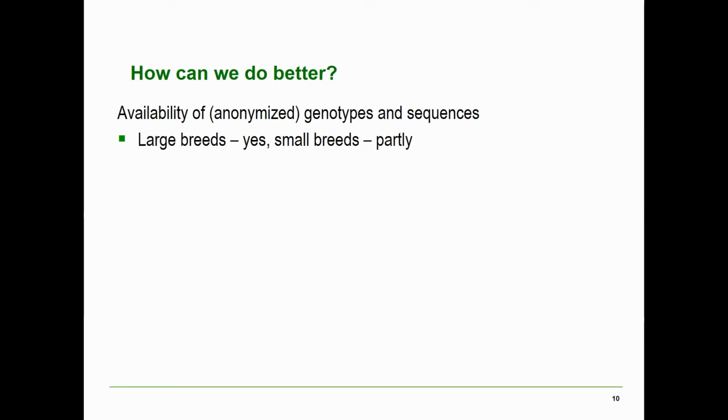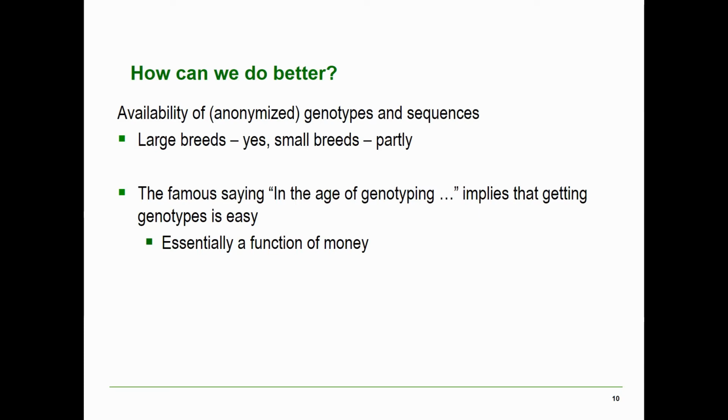So what is the status on availability of genotypes and sequences, perhaps also in anonymized form? For large breeds, the more popular breeds of almost any species, I think we are quite fine. For smaller breeds, maybe not so much. Partly, yes, in some cases these things are available, but I'm convinced that there is still a lot of ground to cover. Now, there is this fairly famous saying, at least in livestock circles, that in the age of genotyping, phenotypes are king.